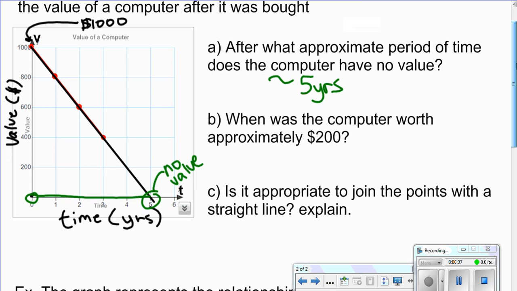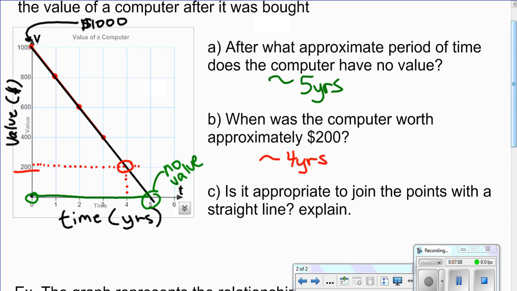Okay, so then the second question says, when was the computer worth approximately $200? So here's our value of $200. So I'm going to trace out to our line that we've extrapolated, and $200, that's at approximately 4 years. So it looks like the computer's losing a value of $200 every year.